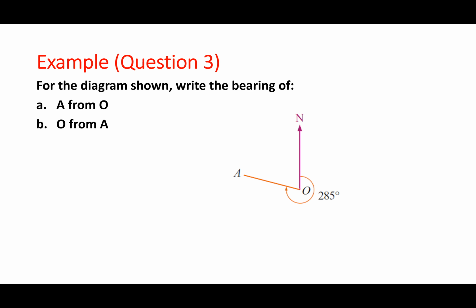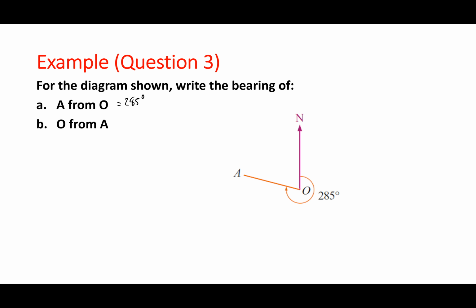A from O. That means we're traveling from O across to A. What's the bearing of that? If I'm looking north and then I go around the circle until I get to the point where I want, what's the value? This one's nice and easy. It's actually already there for us, and most of these ones will have them there for you. 285 degrees is what that one is.